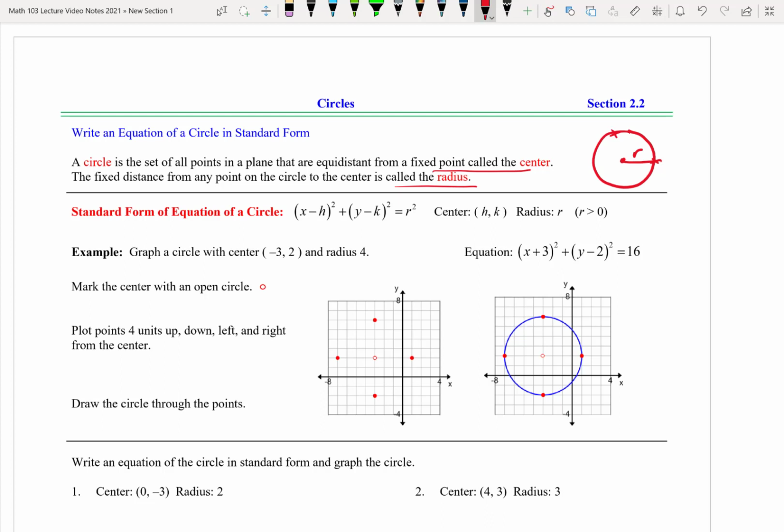So we can write the equation of a circle in terms of its center and radius. Standard form is (x minus h) squared plus (y minus k) squared equals r squared, where the center is located at (h, k), the radius is r, and of course r would be a positive number.